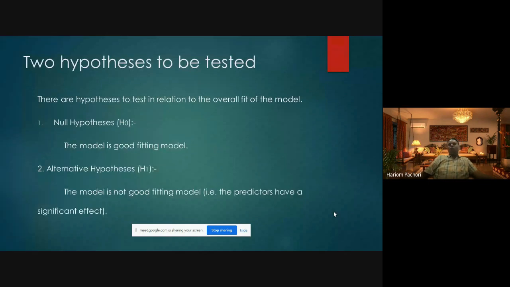So two hypotheses are to be tested in relation to the overall fit of the model. The first one is the null hypothesis, known as H0: the model is a good fitting model. Contrary to the null hypothesis, there is the alternative hypothesis, denoted by H1: the model is not good fitting, that is, the predictors have a significant effect.